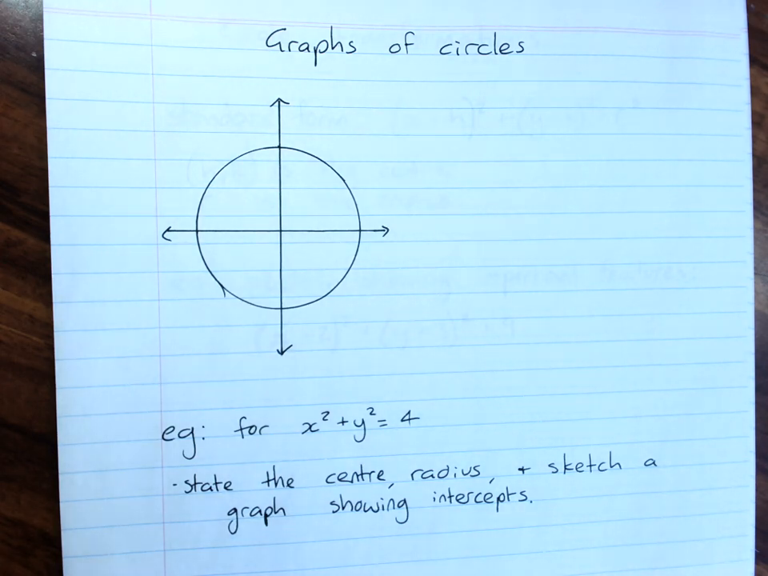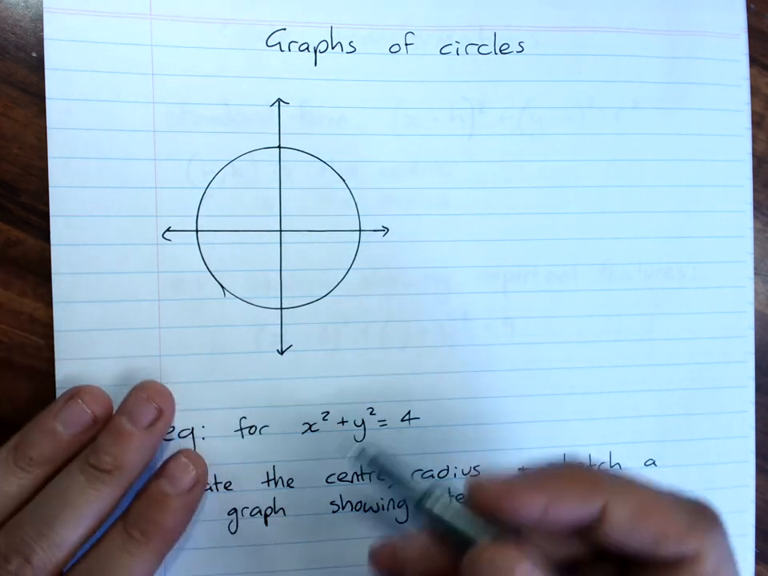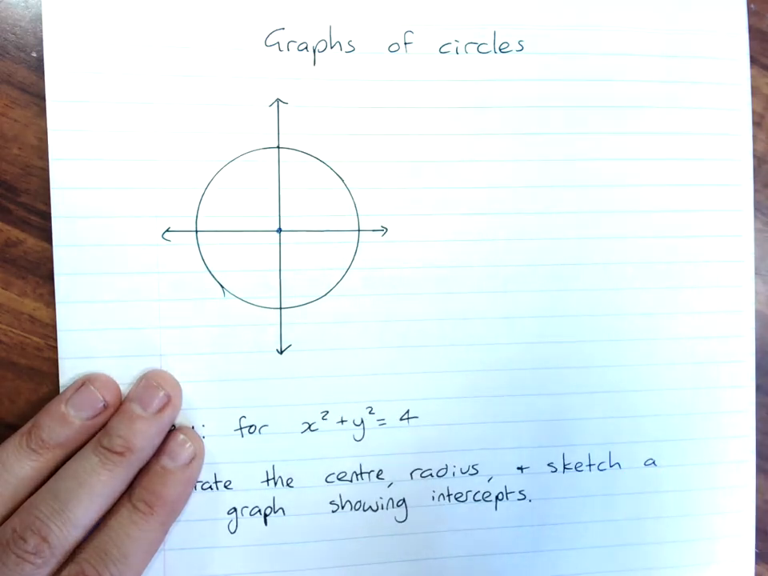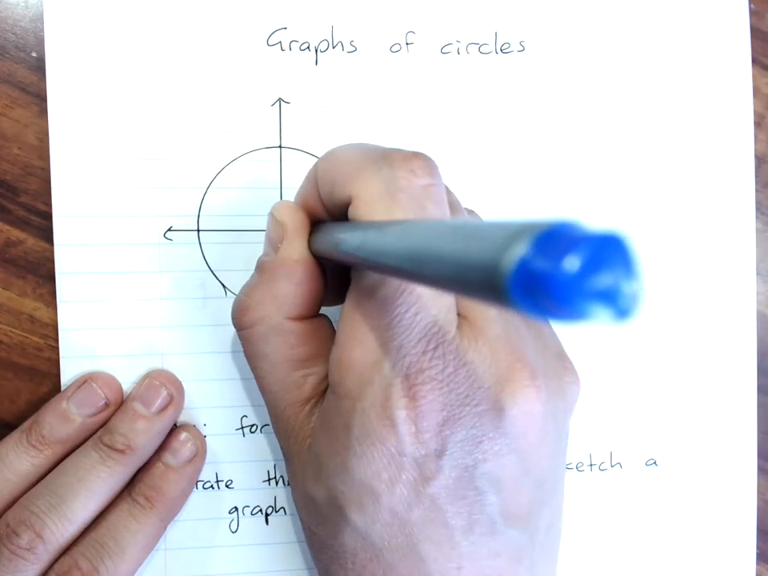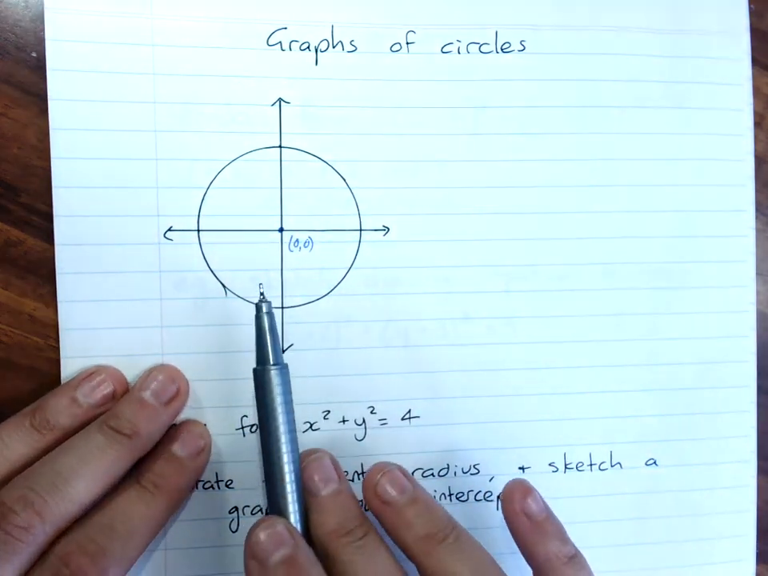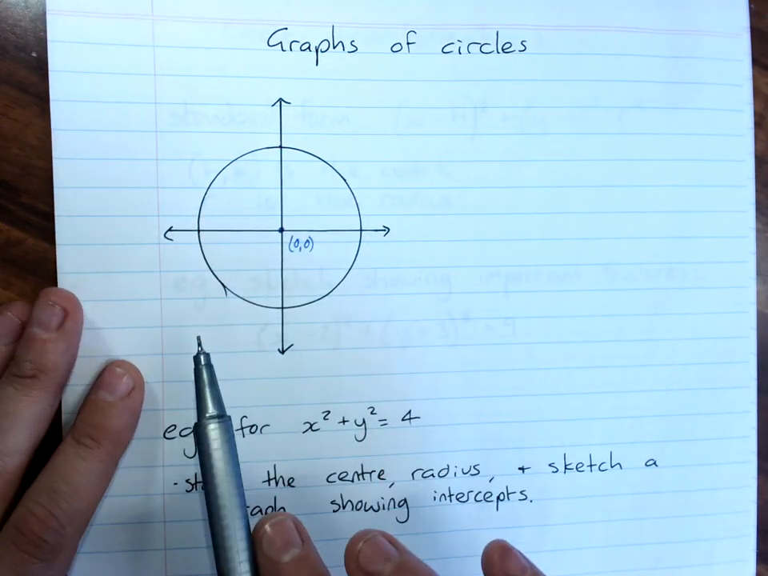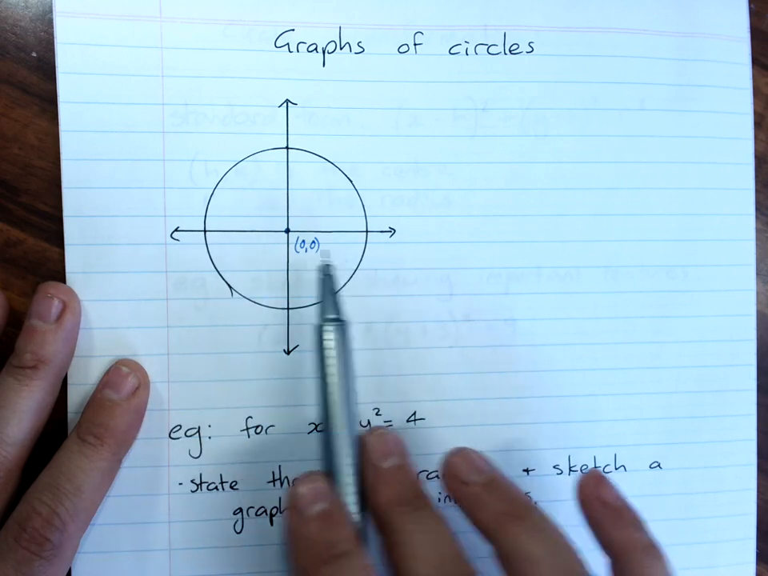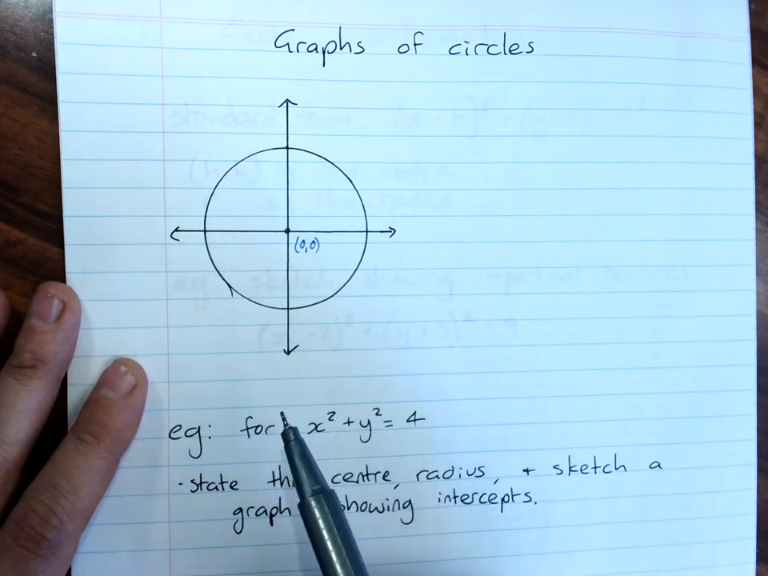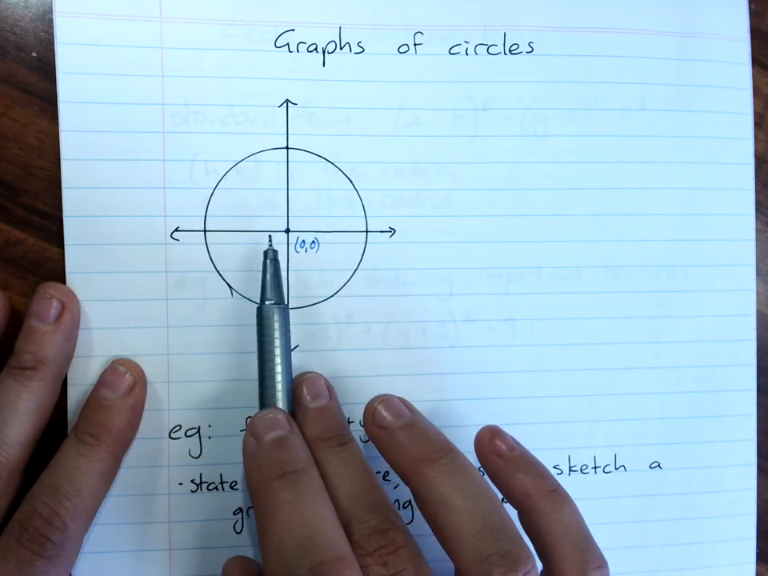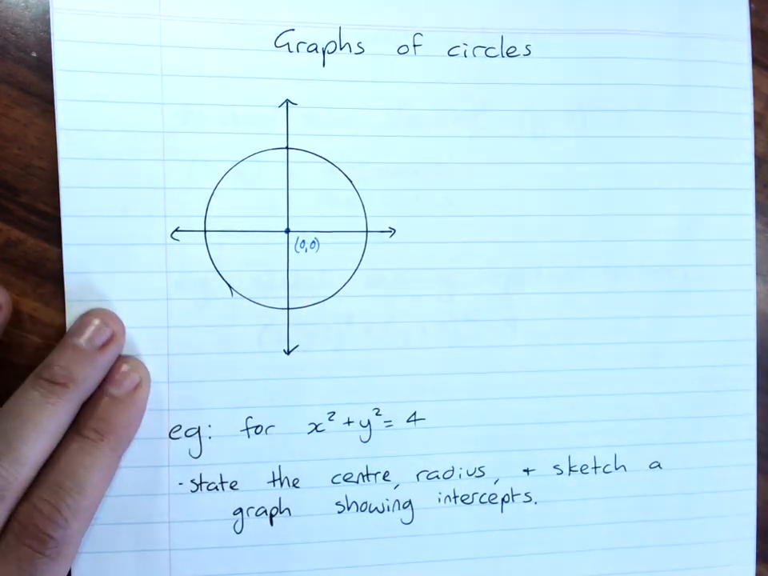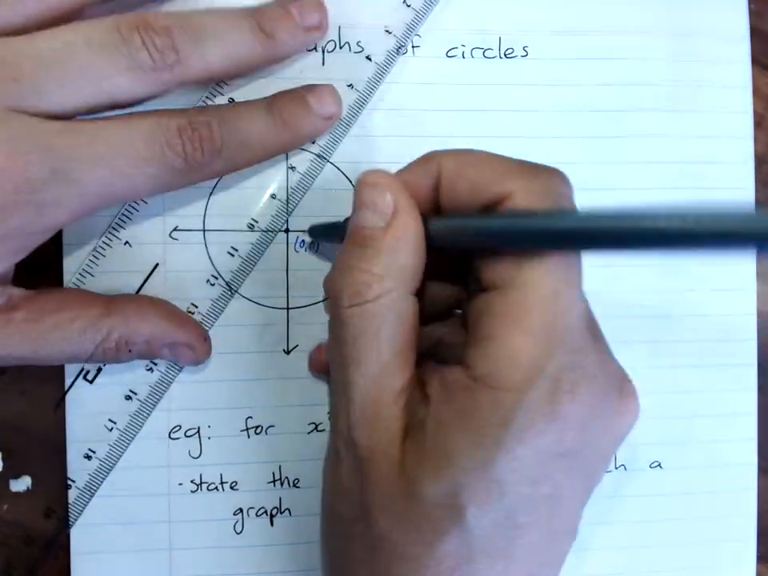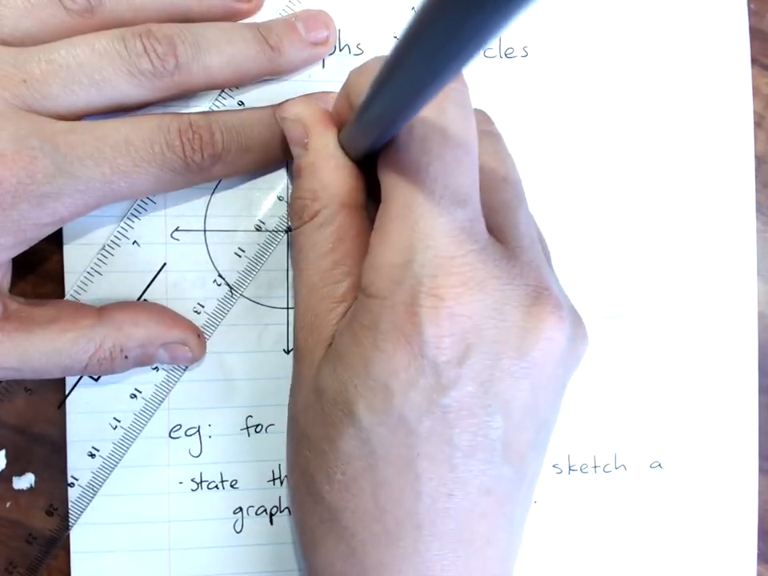Graphs of circles. We're starting with circles where their center is at the origin, that is 0, 0. We will look at further translations of circles as well. This is the easy one. If we have a circle with the center 0, 0 and radius r, let's just pop in a radius there. You'll notice this looks an awful lot like the unit circle.